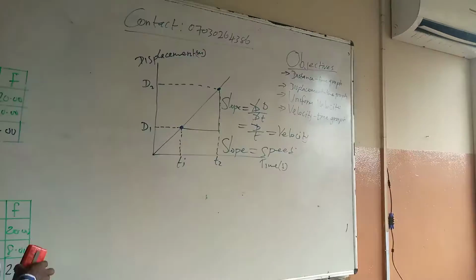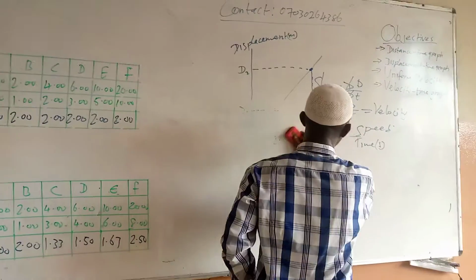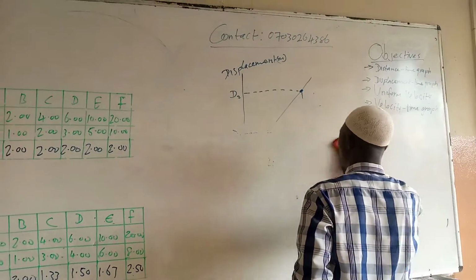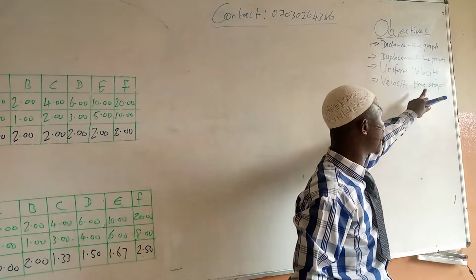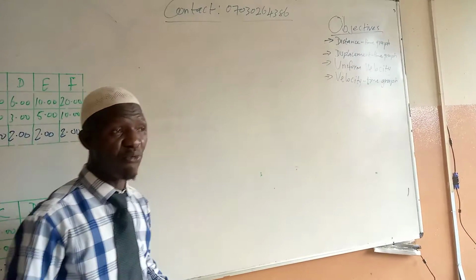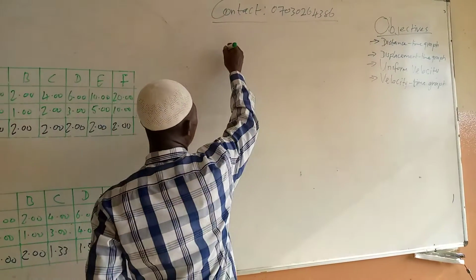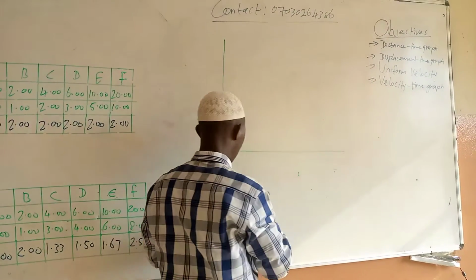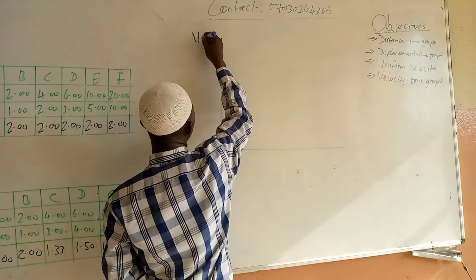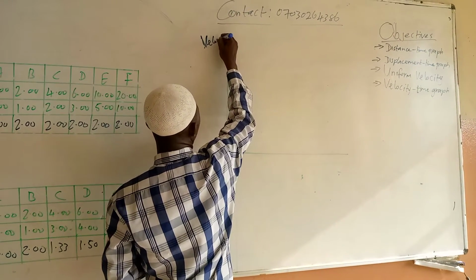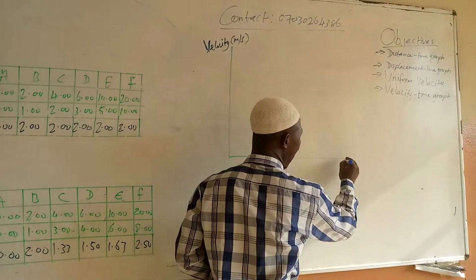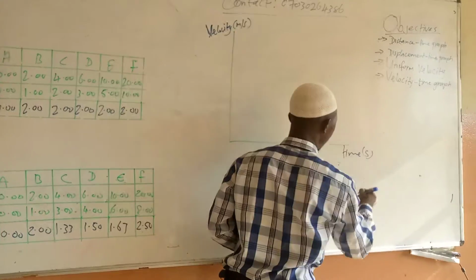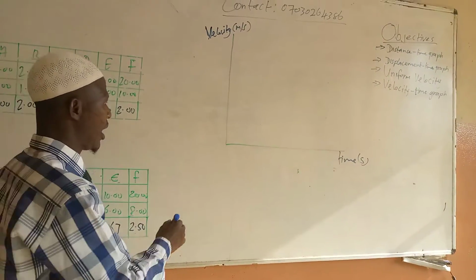Velocity time graph. When we say velocity time graph, like we did in the case of distance time graph and displacement time graph, it means the graph of velocity against time, where we are going to have velocity on the vertical axis, then time on the horizontal axis. We have it like this. So this one is velocity in meter per second. Then this place is time in seconds. So when you plot your graph, you have it like this.